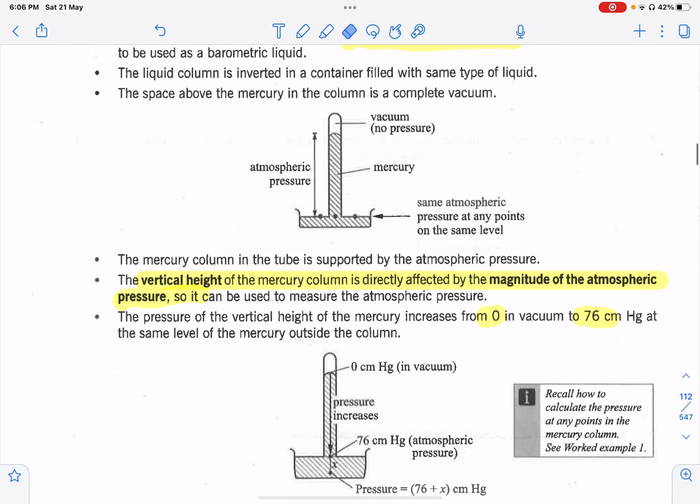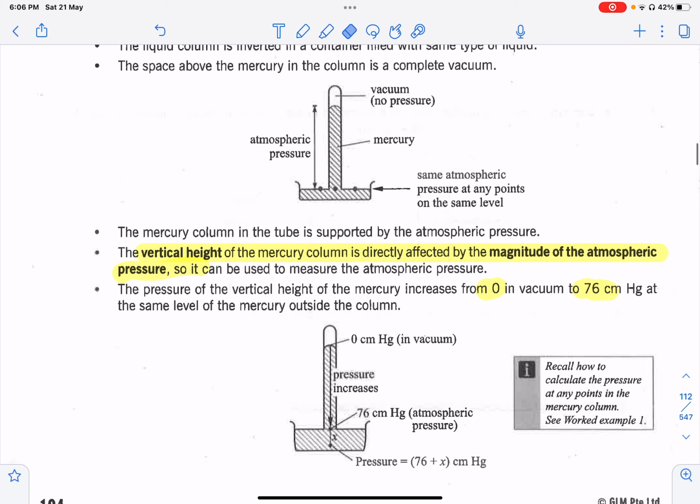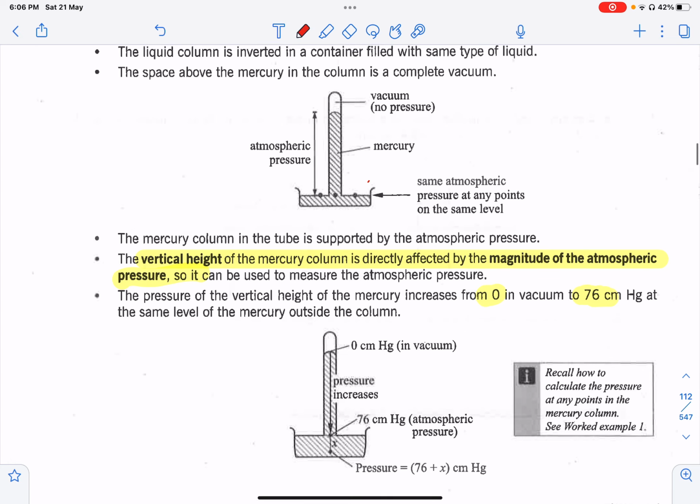Next, what will happen then? Remember we talked about the height of the liquid being needed to calculate pressure. So the mercury column in the tube is supported by the atmospheric pressure, because the atmospheric pressure is pushing down against the liquid at the side, resulting in the liquid moving upwards. And the height from here until this area here represents the atmospheric pressure.